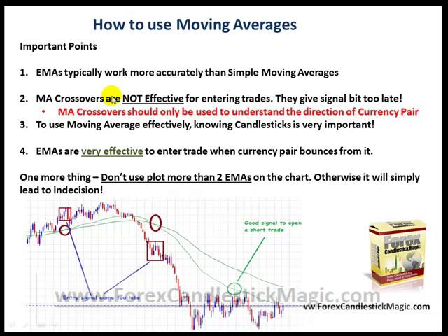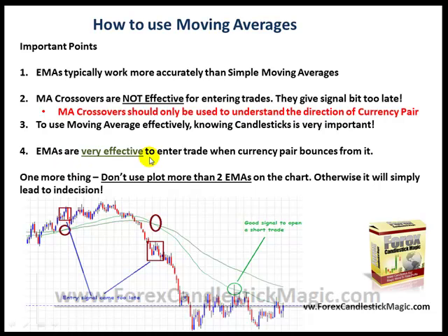Moving average crossovers are not effective for entering trades. Yes, let me repeat it again. The crossovers are not effective for entering trades. That's because they give the signal a bit too late. For example, if you see here, this is where the moving averages are crossing over, but the price is already far from the moving average. So if a person tries to take an entry here, the price may retrace and can hit the stop loss. So entering a position when the moving average has crossed over is not effective to a large extent.